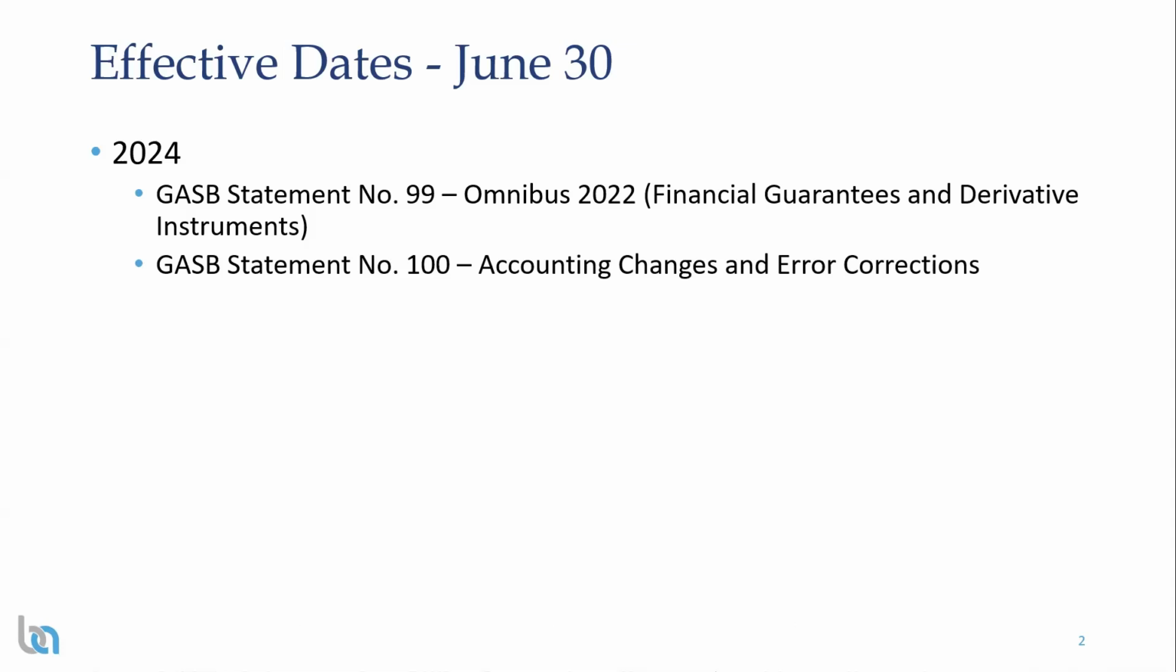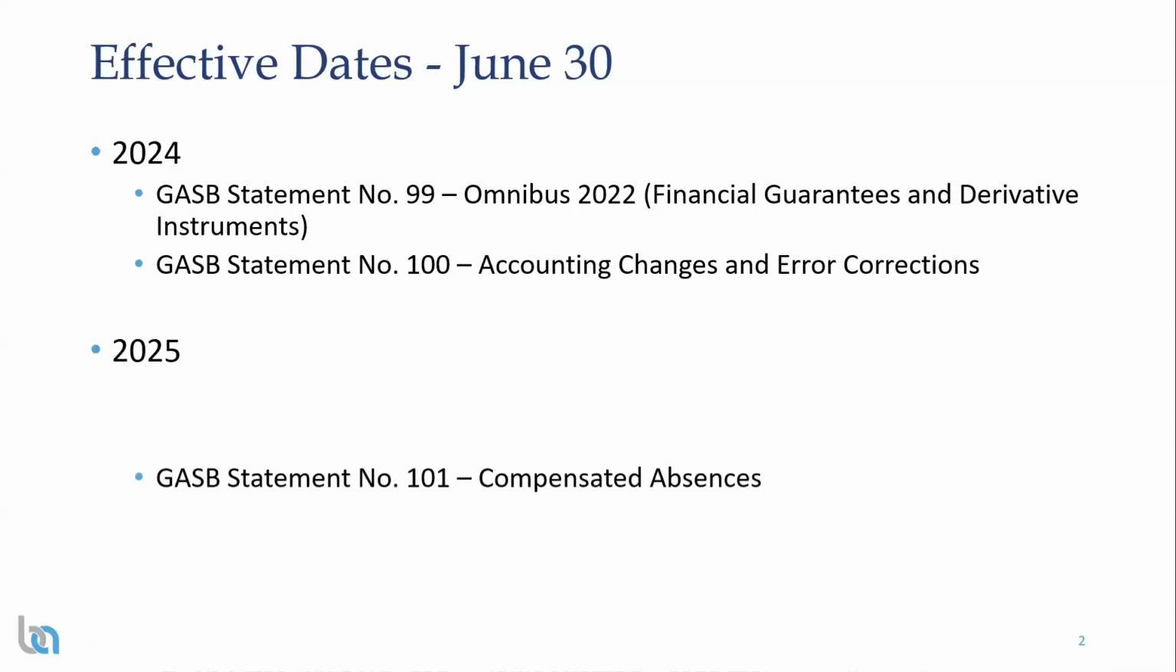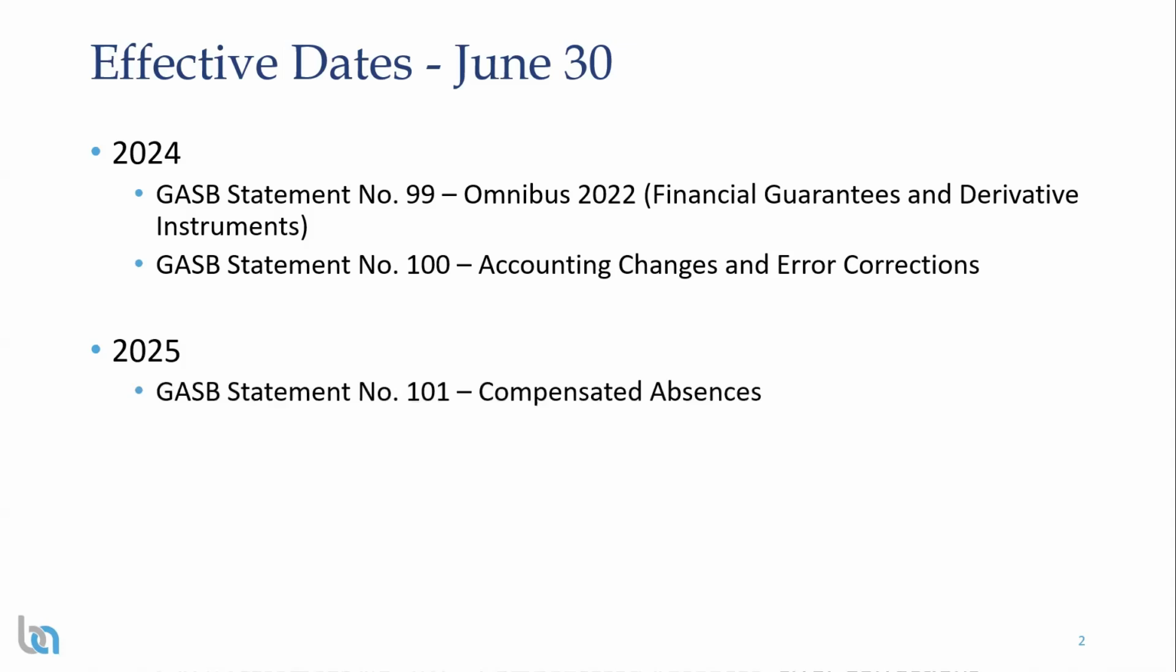Next year, 2025, we have compensated absences. That I would say is probably the one that has the most complexity, in my opinion. I think this is the one that most of you are going to spend most of the time trying to deal with. And then GASB 102 is mostly a disclosure statement, certain risk disclosures.